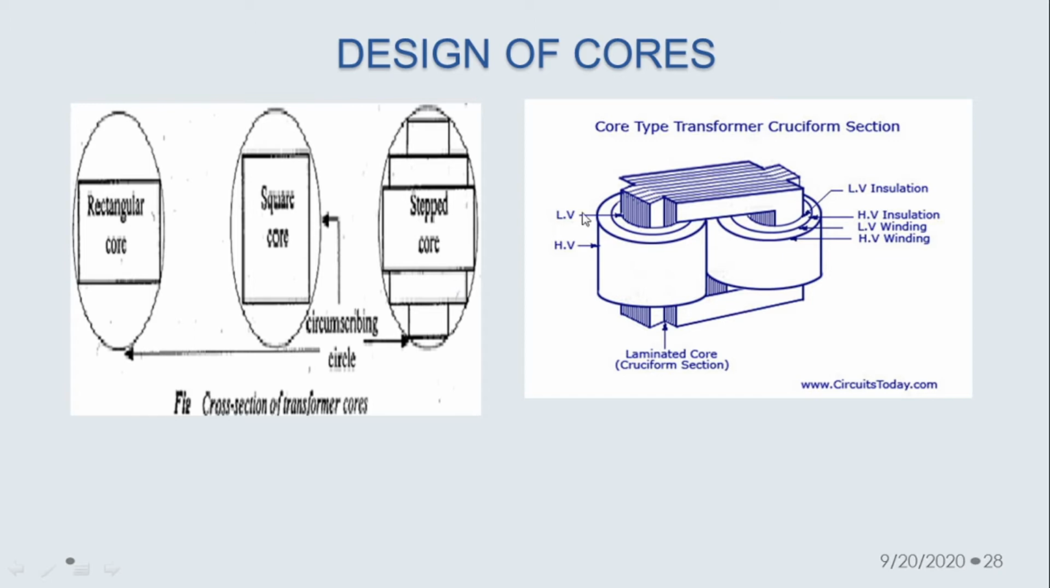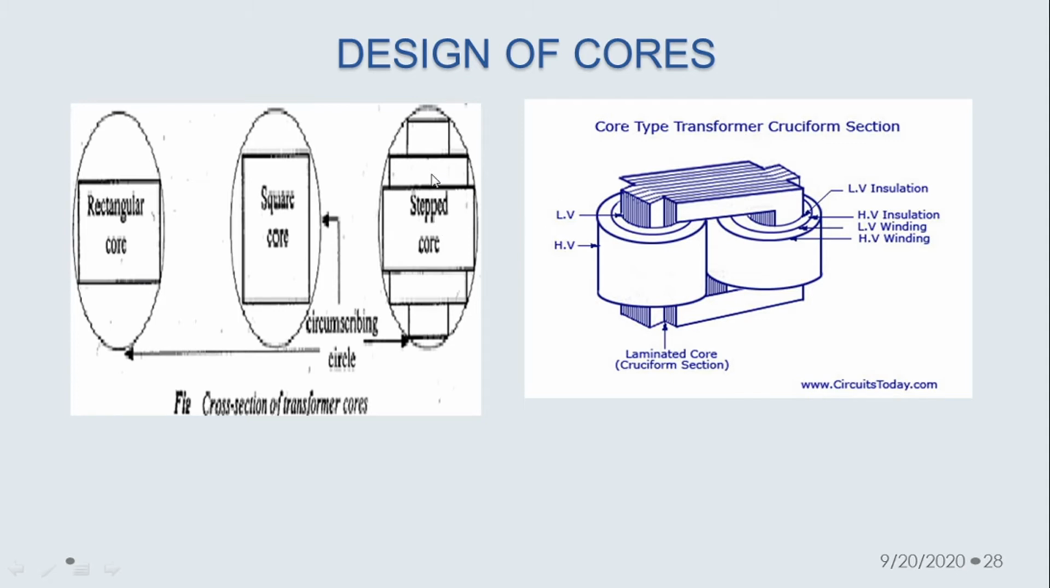Normally the design of the core will have steps, either two-stepped or single-stepped. This is an example of a single step, either a square core or a rectangular core. There is no second or third step. So this is a single-stepped core, or you can have a two-stepped core. The two-stepped core is called a cruciform core. The word is cruciform. Here it is two steps, one step and another. So it is a two-stepped core, or it is called a cruciform section.